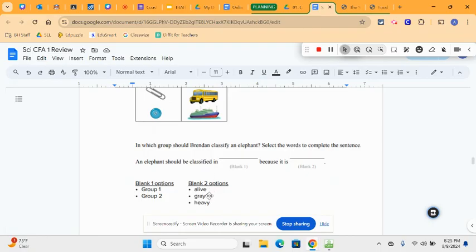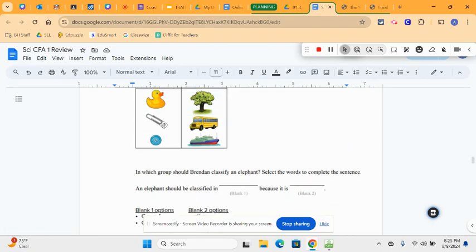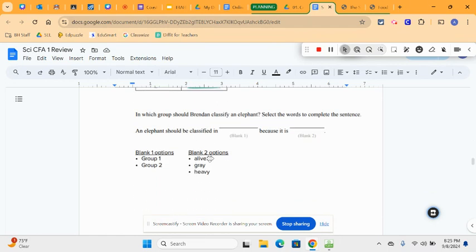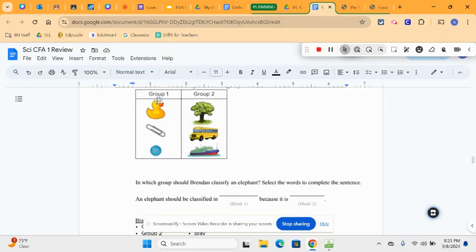Or are we saying it belongs in group 1 because of the color, like the color of it's gray, so it belongs over here with all these gray objects? Or the color of it's gray, and so it belongs to these gray objects? Or is it belonging in one of the groups because it's heavy? So like maybe it belongs in group 1 because it's heavy. Or does it belong in group 2 because it's heavy?